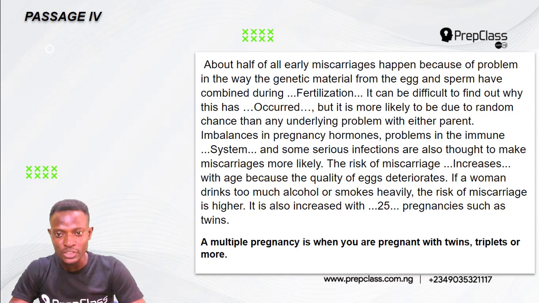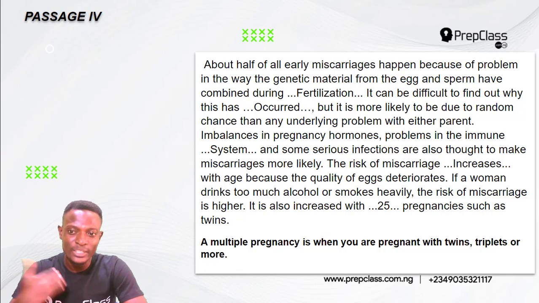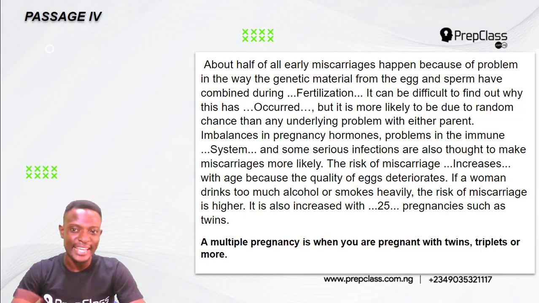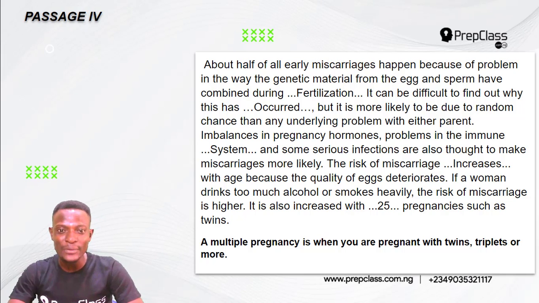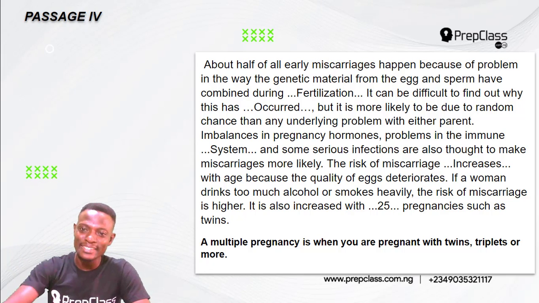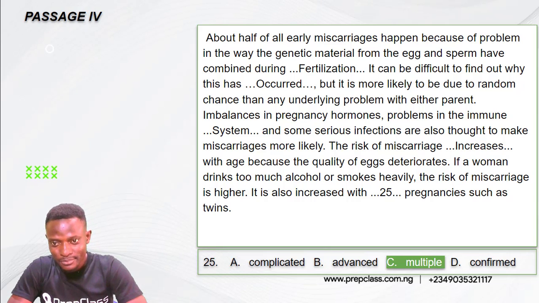The answer to this question is option C, multiple pregnancy. A multiple pregnancy is when you are pregnant with twins, triplets, or more. So if a woman drinks too much alcohol or smokes heavily, the risk of miscarriage is higher. It is also increased with multiple pregnancies such as twins. The answer is option C.